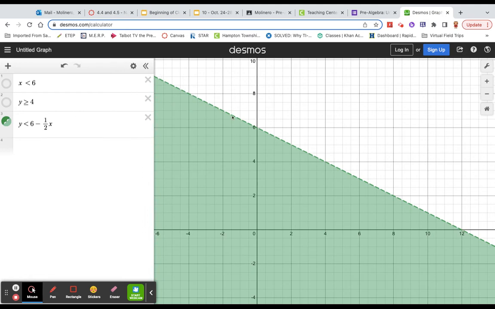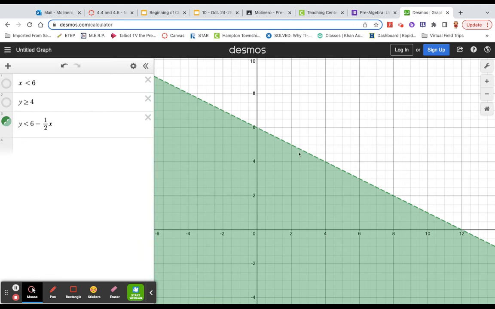Here is the line 6 minus 1/2 of x. That's our green dotted line. You'll notice that the line is dotted. We'll talk about that in a second. And you'll notice that we have shaded everything that is below that line. Think about what this is actually saying. This is saying I want all of the y's that are less than that line. So it makes sense that all of my shading is happening down here. I don't want it up here. I don't want all of the y's that are greater than that line. I want all of the y's that are less than that line.